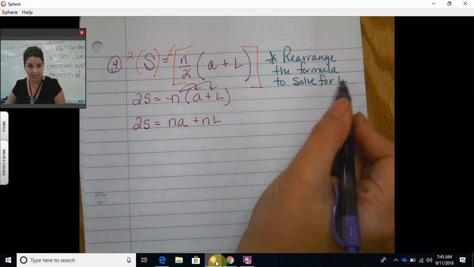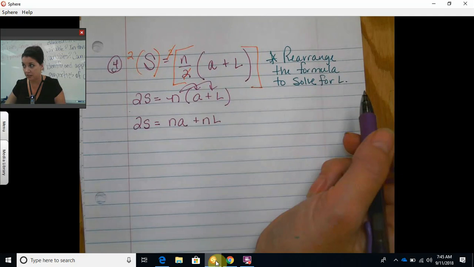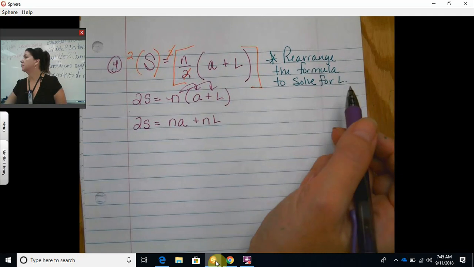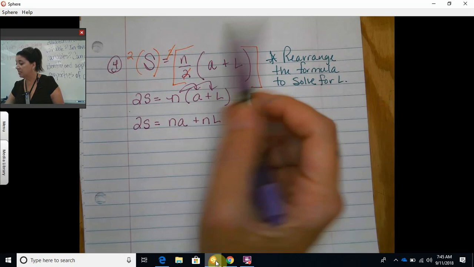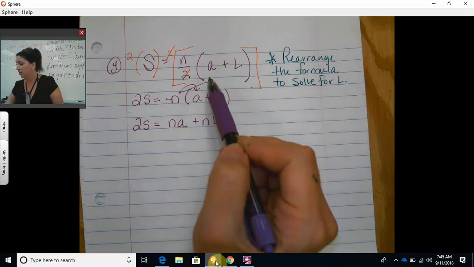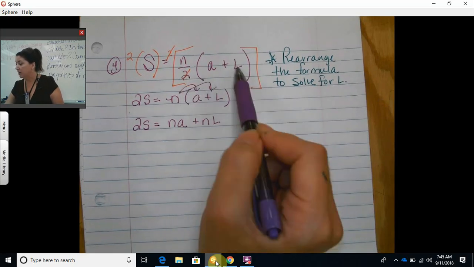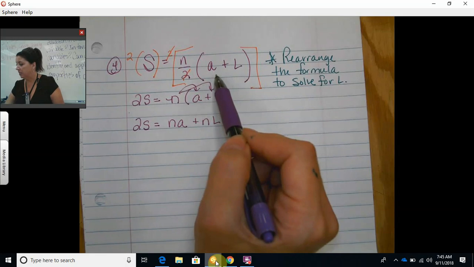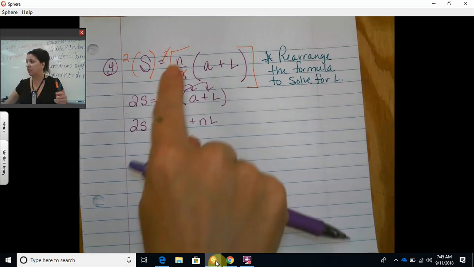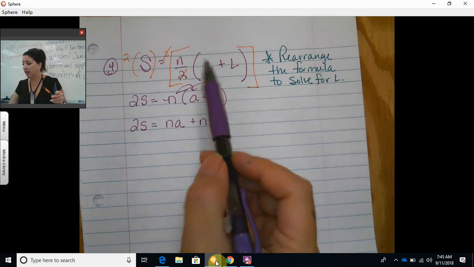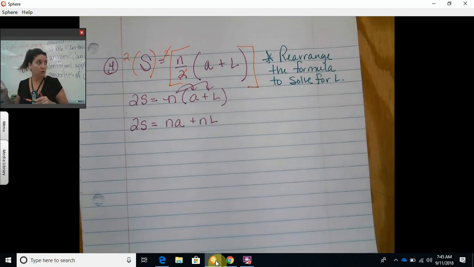Trying to isolate the L. Am I going too fast? Because this is one term, okay? I don't want to multiply each part of this by 2 because it's one term. Before you distribute, if I distributed this, I'd have 2 terms. But right now, since it's a product, it's considered one term, so you only multiply each term one time by the least common denominator. Okay?